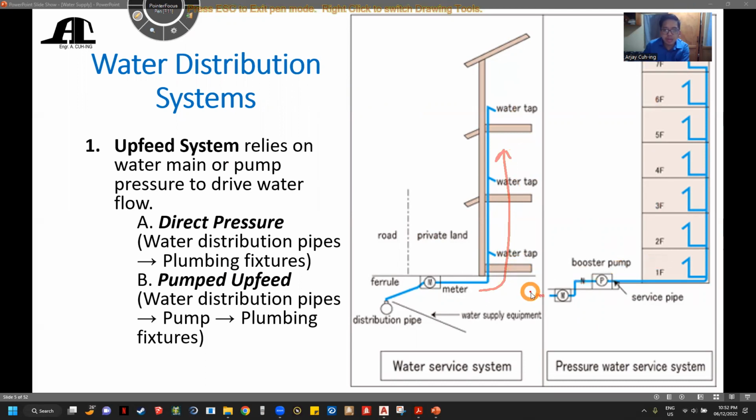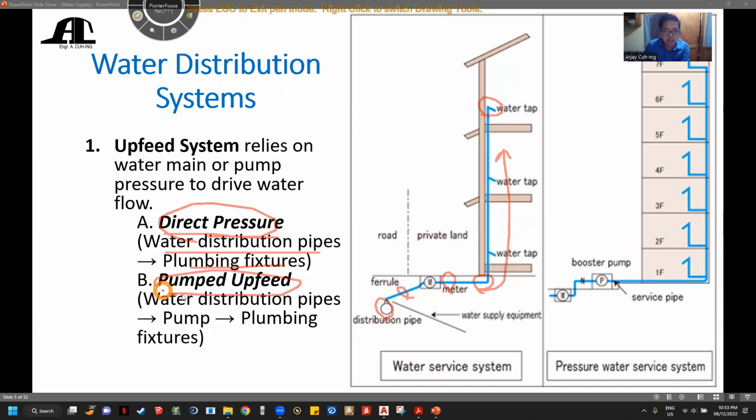So we have two types class. We have the direct pressure. Technically, what happens here is the pressure comes from the water district itself. With that pressure, it can deliver the water readily to the furthest fixture with only the use of the pressure provided by the water district supplier. So the flow goes from our water distribution pipe directly to our plumbing fixtures within the building.